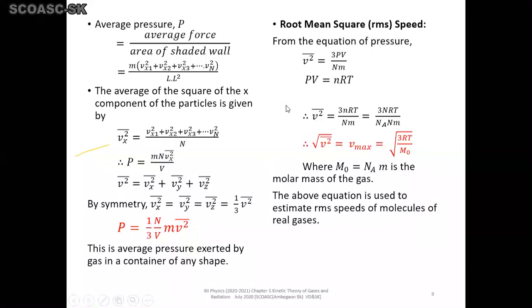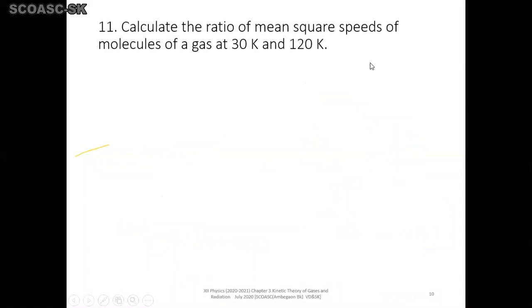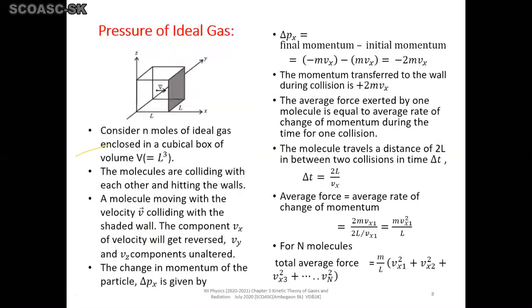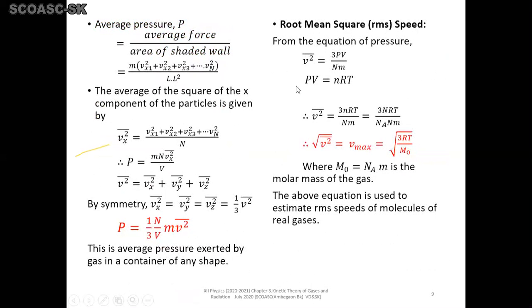Now let me talk about one more concept, and that is nothing but the root mean square velocity. Now what is the root mean square velocity? We consider this velocity v square bar, and if I put this value over here, it is going to be 3 PV upon m into N. And I know PV is nRT. If I put this value, then that v square bar is the mean square velocity. I'm going to take the square root of this afterwards.